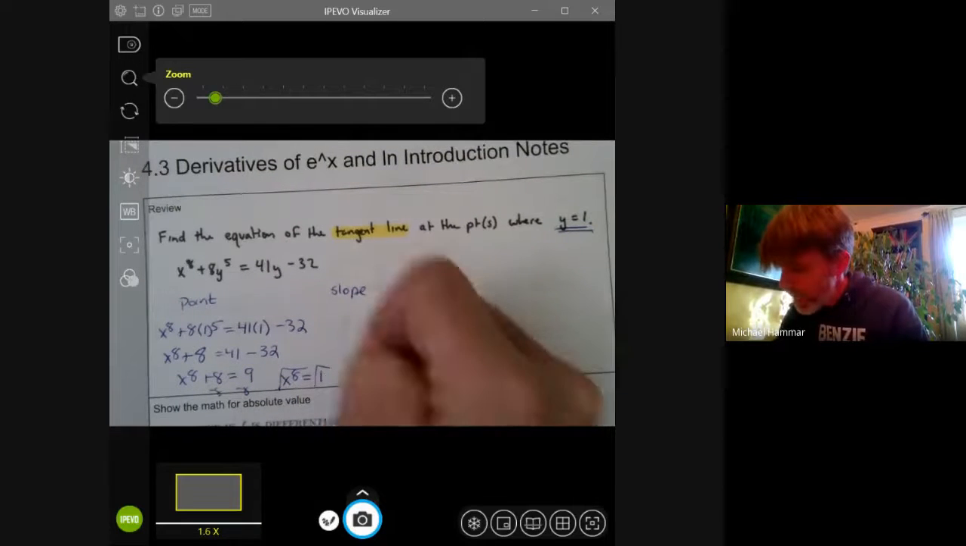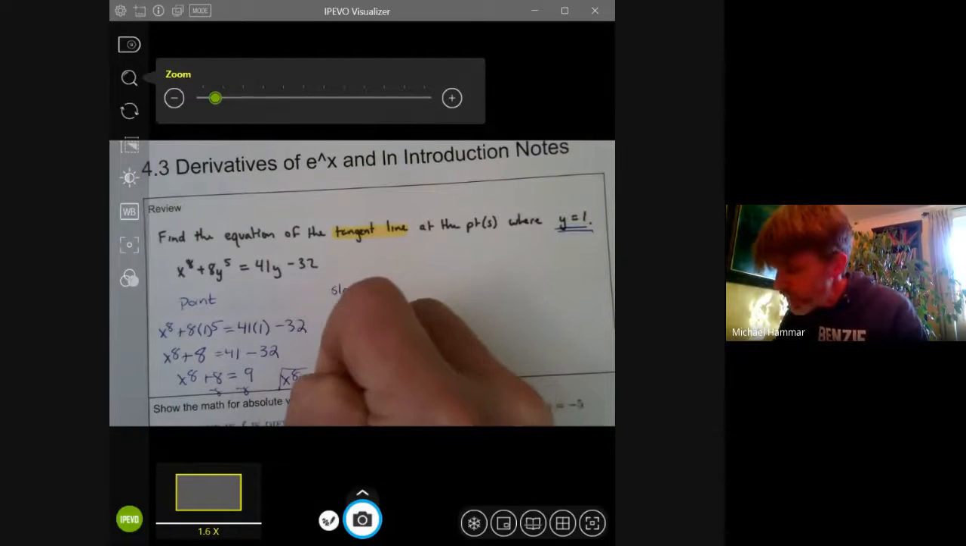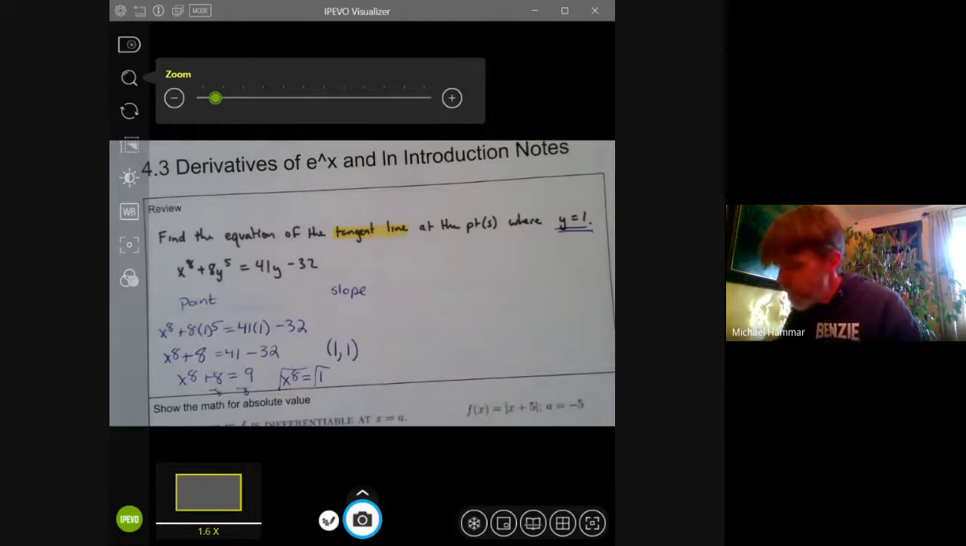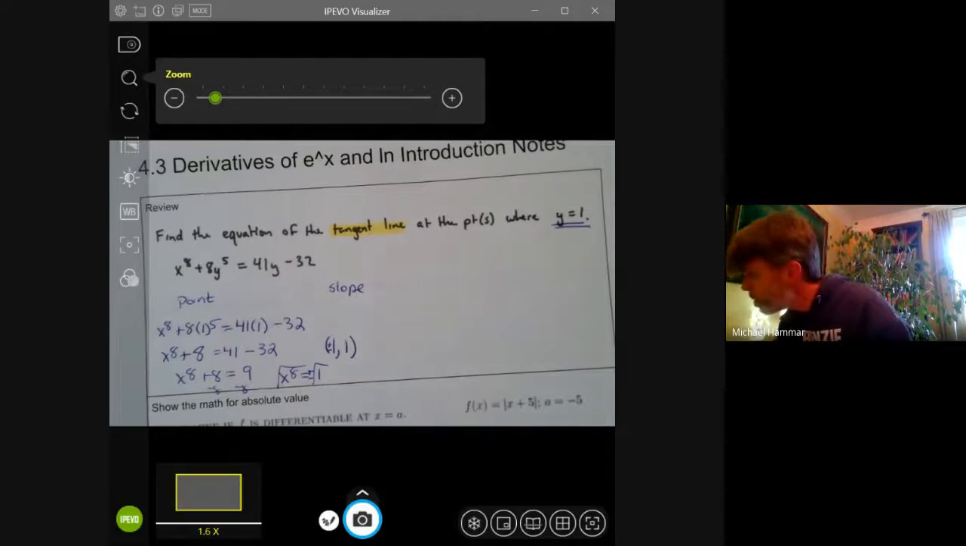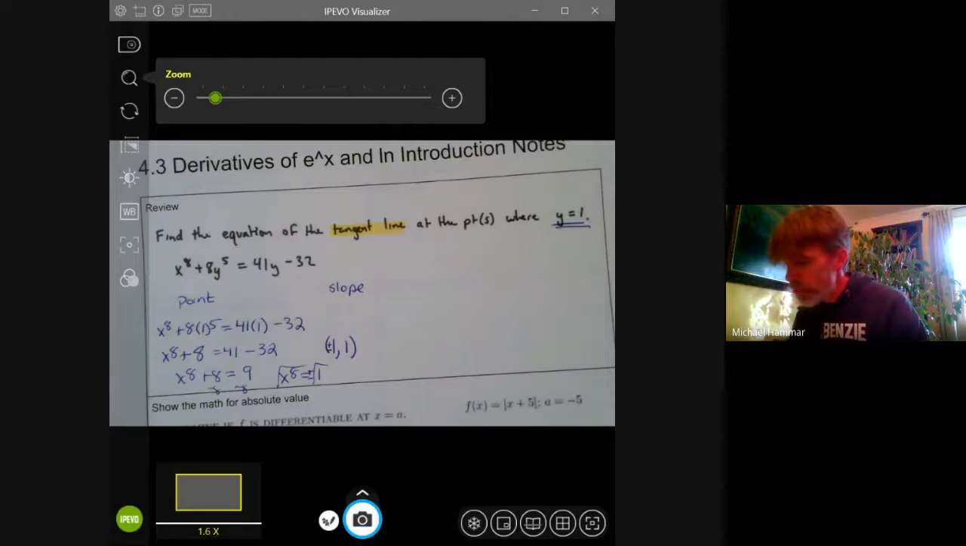So what point do I have? I've now calculated my point to be x is 1, y is 1. But remember, this can be plus or minus, because when you take the 8th root of something, it will be plus or minus since the root is even. So it's going to be plus or minus 1. So we have two places where it's going to work out for us, or 2 points that we're going to have to work with. So let's go to the slope part.